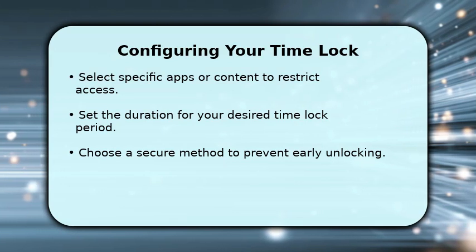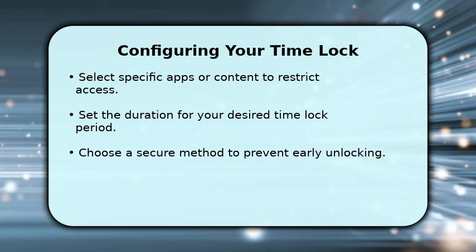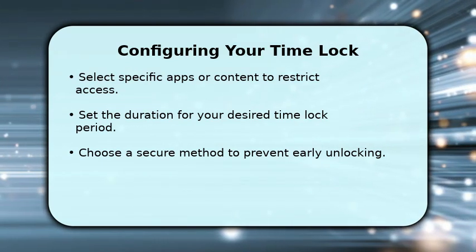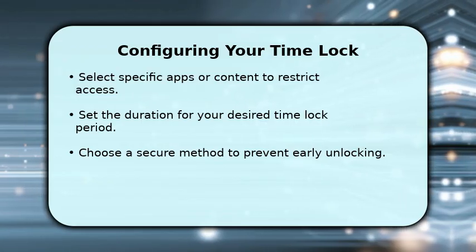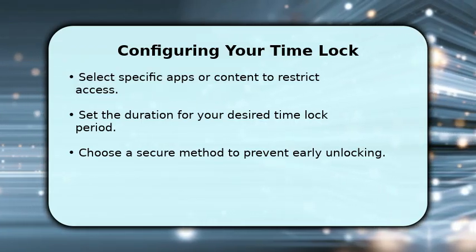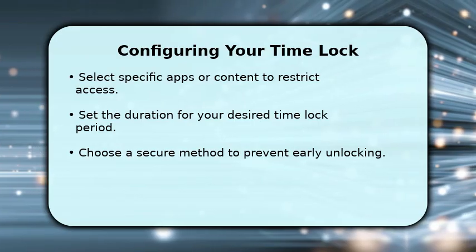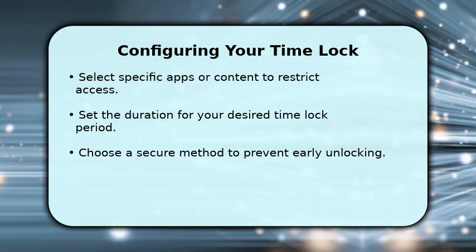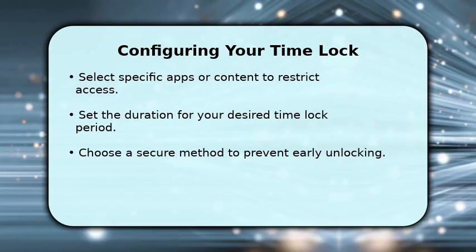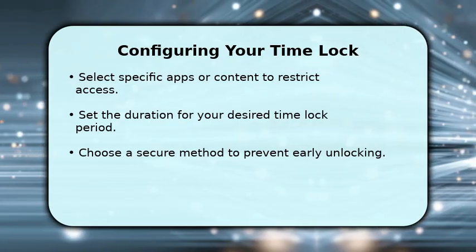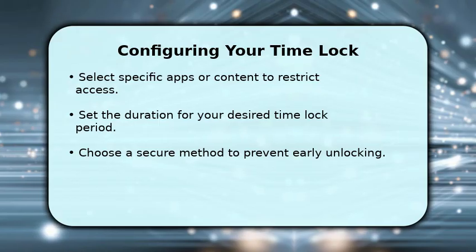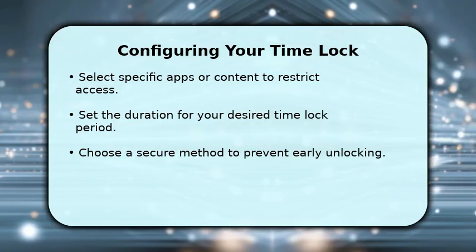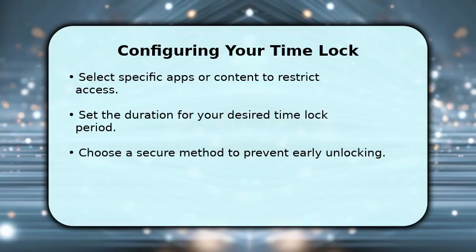Now, let's configure your time lock. You can select individual applications or entire categories of content you wish to restrict. Next, specify the duration of the lock, perhaps for 30 minutes or several hours, depending on your needs. Finally, choose a robust unlocking method, such as a complex passcode or a time-delayed release, to ensure the lock remains effective. This step is vital for maintaining discipline.